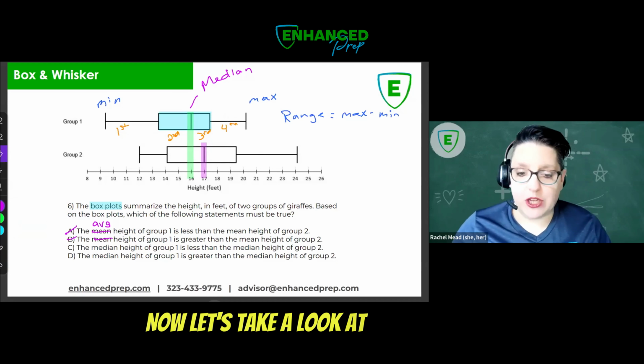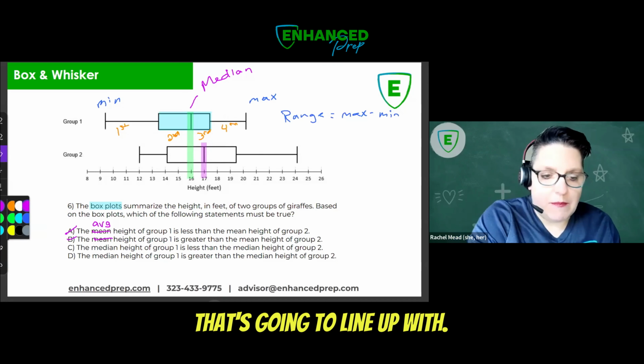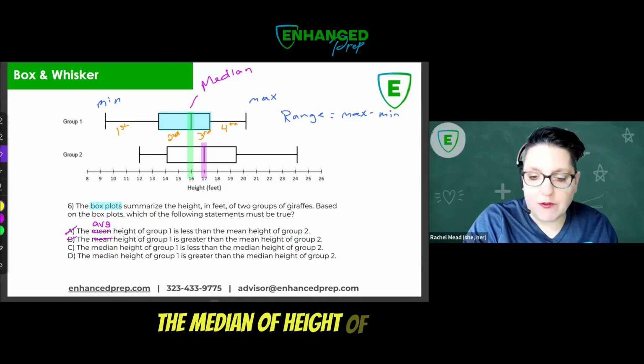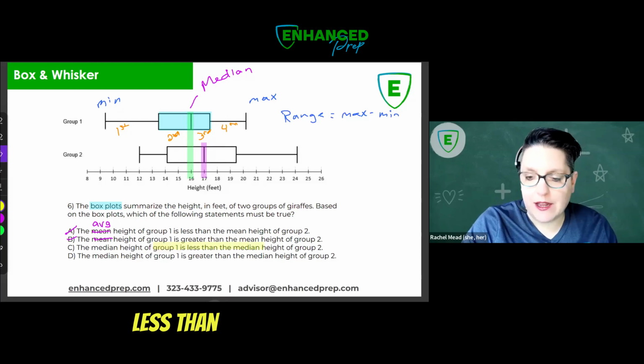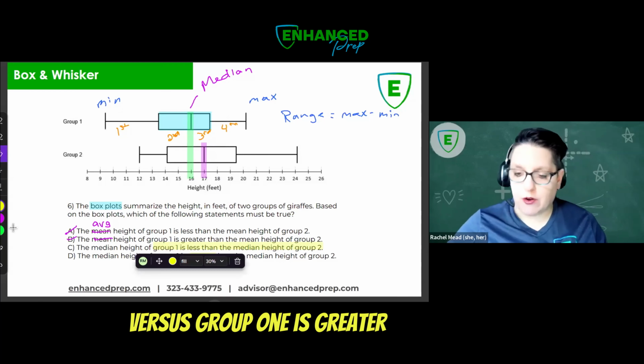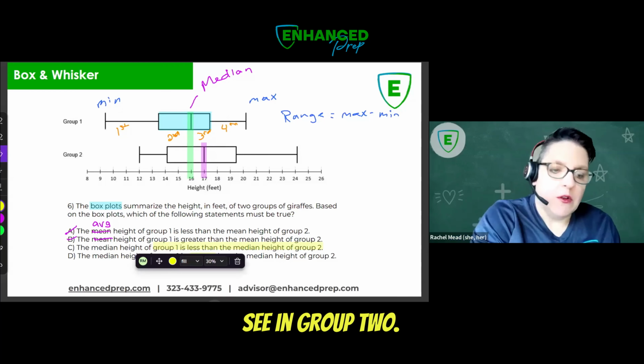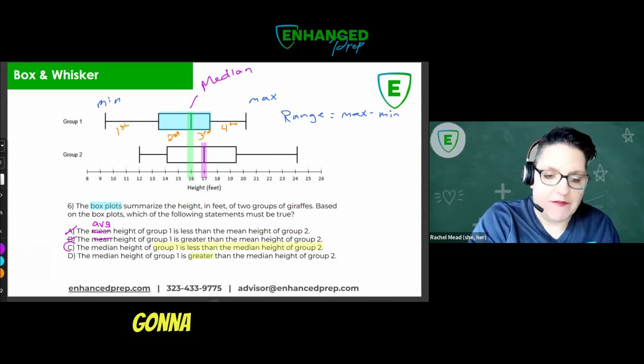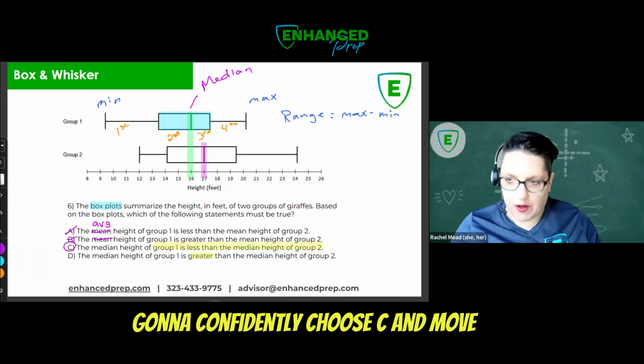Now let's take a look at which answer that's going to line up with. The median height of group one is less than the median height of group two, versus group one is greater than what we see in group two. Group two is the bigger one, so I'm going to confidently choose C and move on.